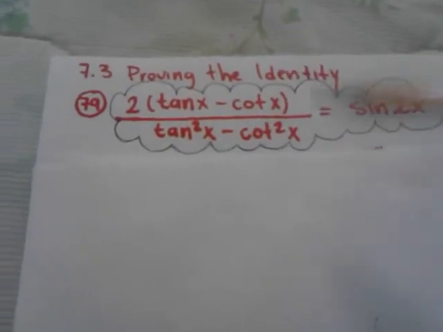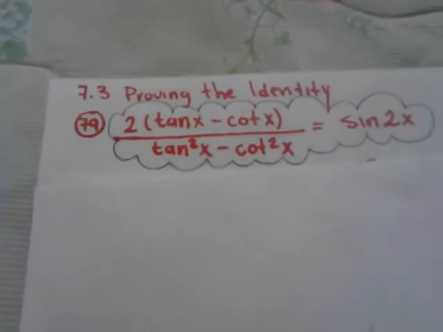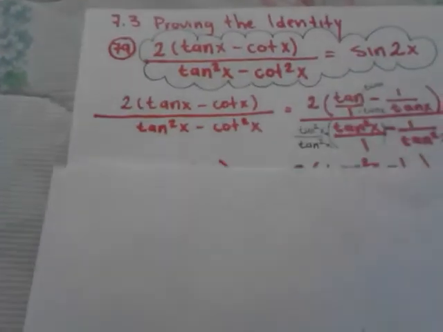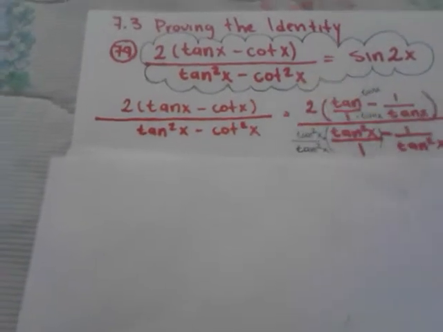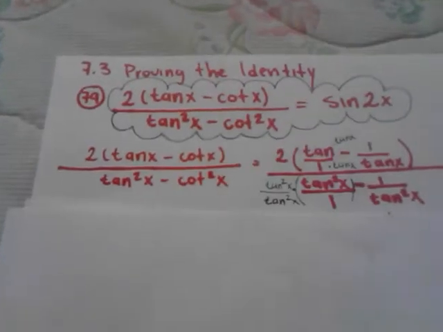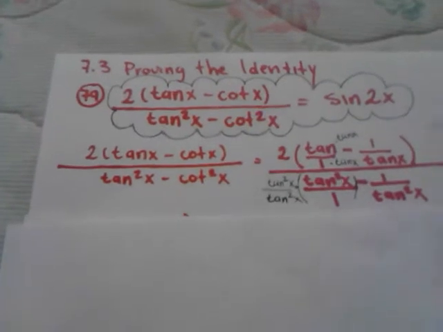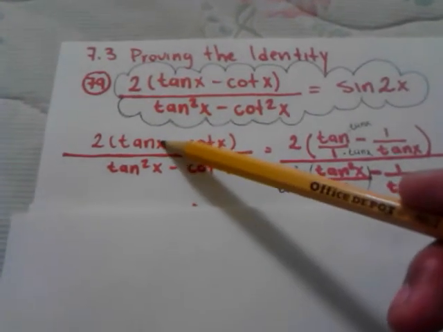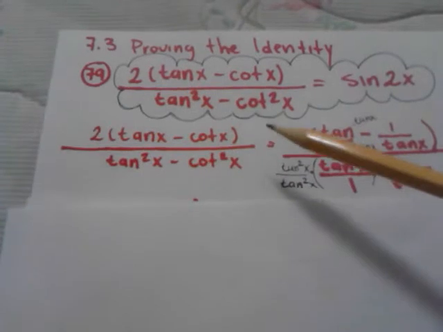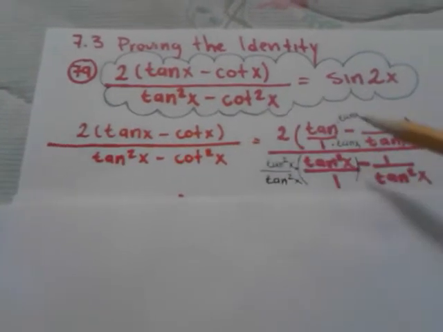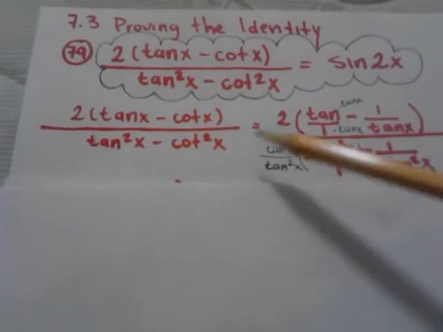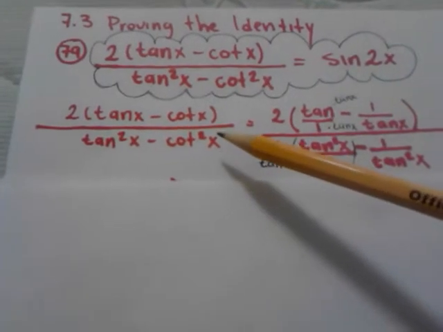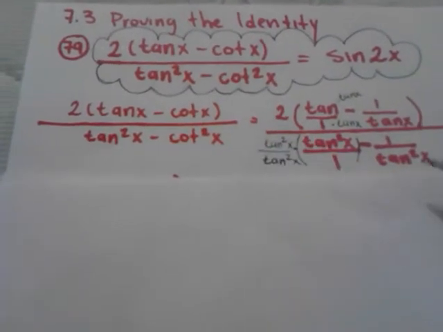So I choose this side. Over here, I have this side. It's the same. So we know that cotangent is the same as 1 over tangent, so we can write cotangent as 1 over tangent, and cotangent square of x as 1 over tangent square of x.